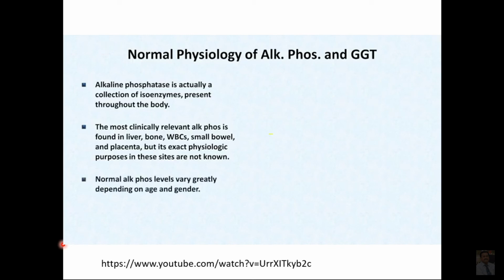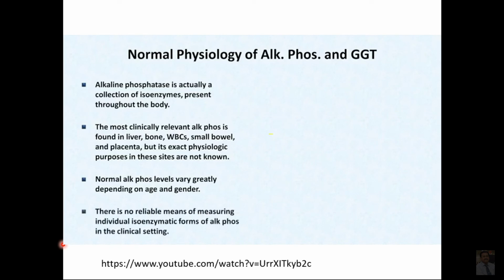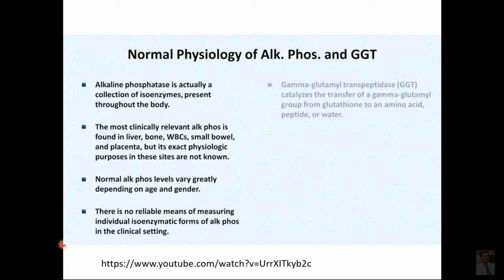Normal ALK-Phos levels vary greatly depending on age and gender, and even depend upon blood type. And unfortunately, although ALK-Phos exists as different isoenzymes, with different forms coming from different organs, there is no reliable means of testing for individual isoenzymatic forms. Because of this problem, we need the GGT.